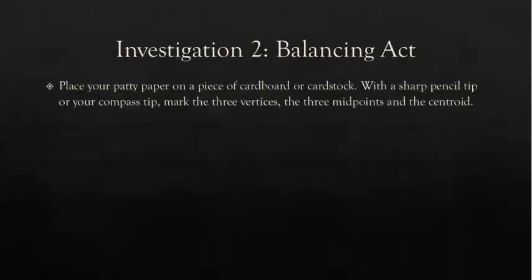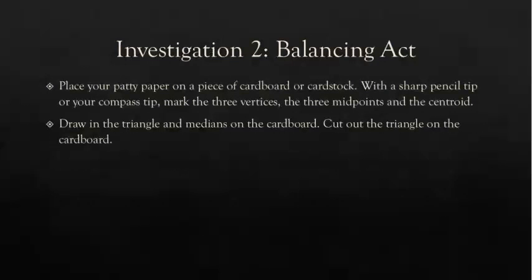We're going to use the same triangle that you just drew all your medians on and found your centroid, and we're going to trace it onto a piece of cardboard or cardstock. I used a sharp pencil tip to mark the 3 vertices and the 3 midpoints, and then the centroid of the triangle. I didn't even have to mark the centroid because I was drawing my medians. So once I had those points marked, I drew my triangle and medians onto the cardboard.